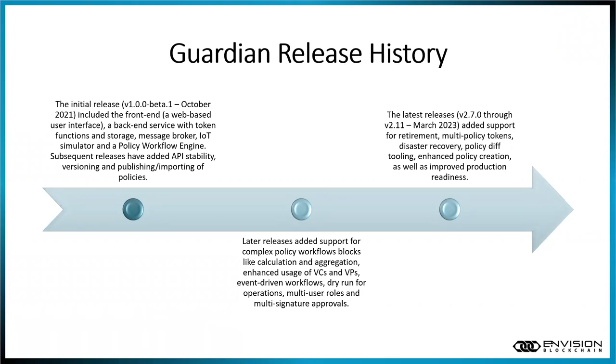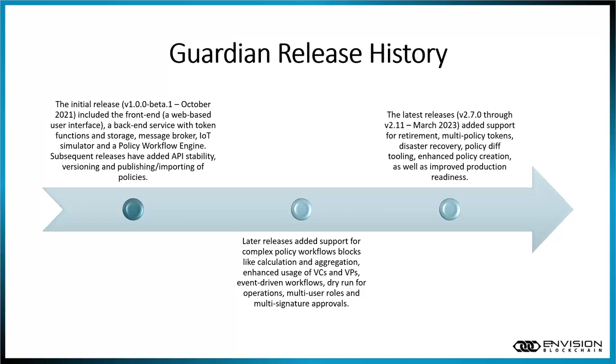So this really is an API product. We had different features such as message brokers, different components, and policy workflow engines that we needed to keep improving. Over time, we added API stability and the ability to import policies and publish policies in different versions. Later on, we understood that there was a need to support complex policy workflow blocks like calculation blocks and aggregation blocks, and we needed to enhance the usage of verifiable credentials and verifiable presentations. We introduced event-driven workflows, and we provided features like dry run operations, multi-user roles, and multi-sig approvals.